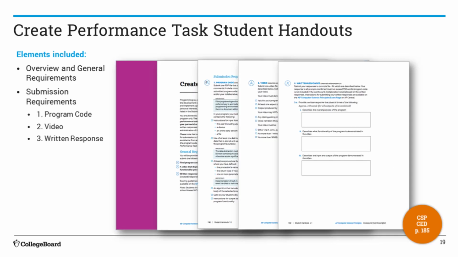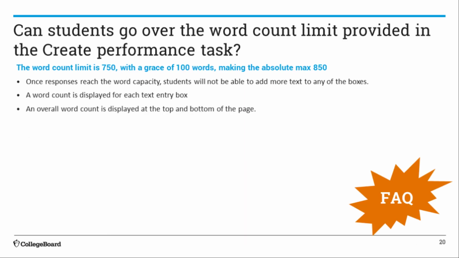Okay, and then the next part of the student handouts goes into the written responses. There are 4 written responses that you have to answer, 3A through 3D, and we're going to go through all of those. But before we do, one question that I keep seeing is, and somebody asked it tonight, can we go over that word count? And is there a penalty for going over?